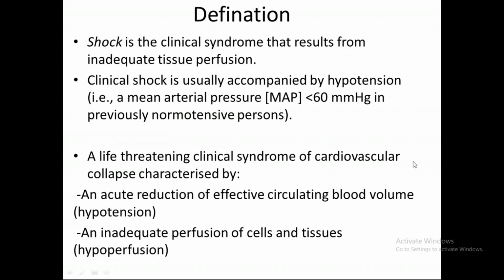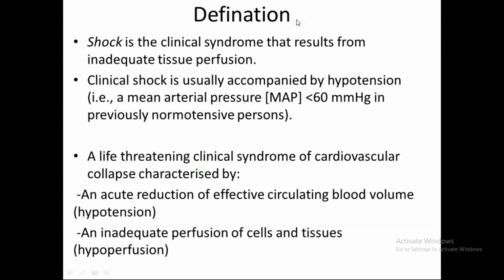So shock is the clinical syndrome that results from inadequate tissue perfusion. Clinical shock is usually accompanied by hypotension. Now, what is hypotension? Hypotension can be a mean arterial pressure of less than 60 mmHg or a systolic blood pressure of less than 90 mmHg.